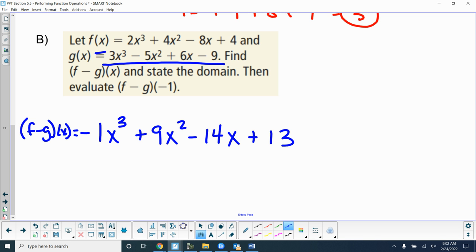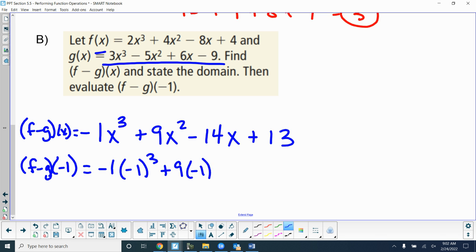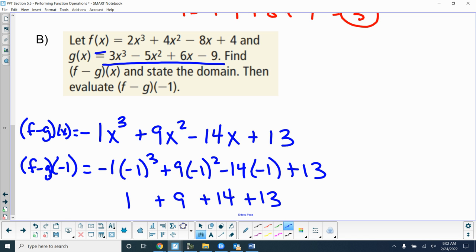Okay? Now, when we put f minus g of negative 1, we're putting negative 1 wherever there's an x, right? All right, so remember, negative 1 cubed is negative 1 times negative 1 is positive 1. Negative 1 squared is positive 1 times 9 is positive 9. Negative 14 times negative 1 is positive 14. And then plus 13. So what is that, 47? No, 37. Taylor was right.